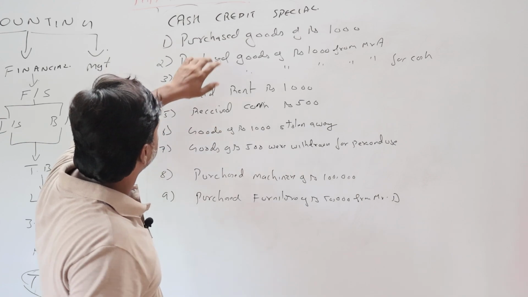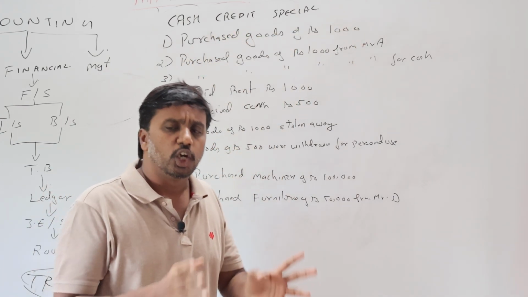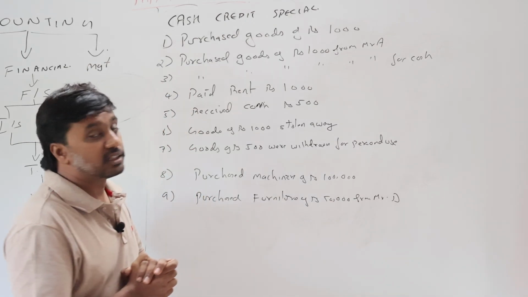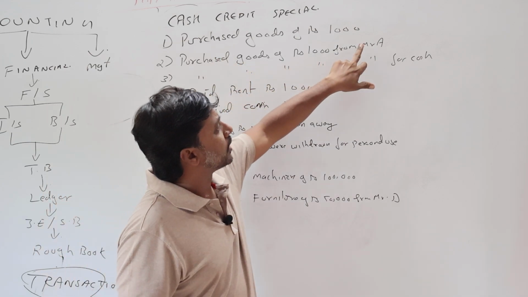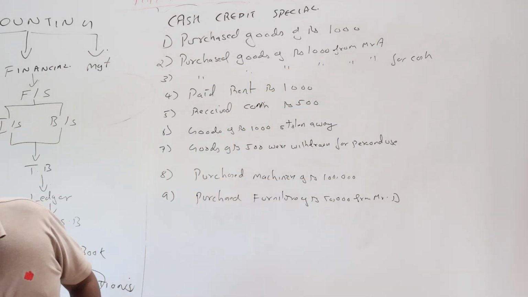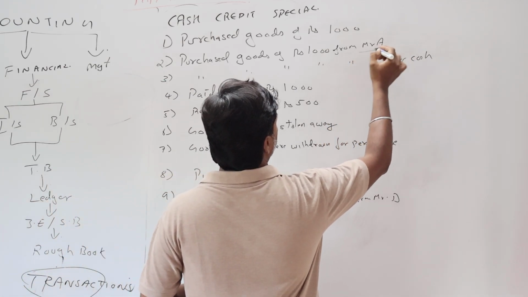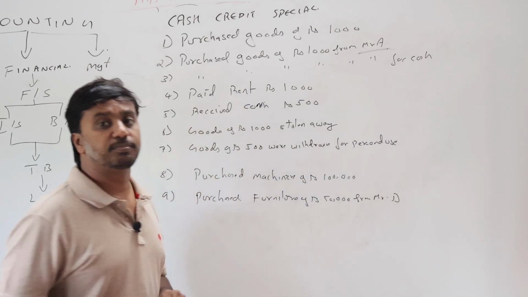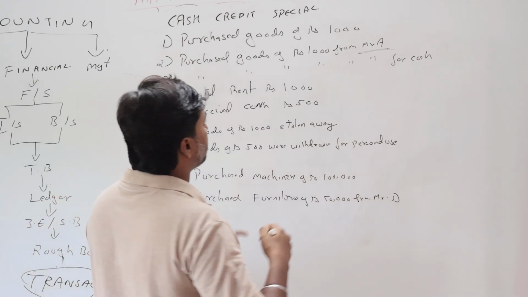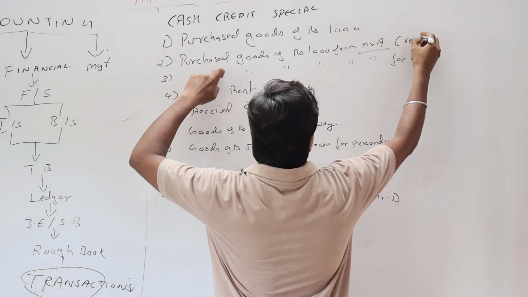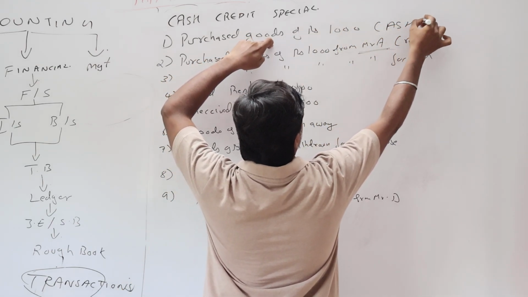First transaction: purchase goods of rupees 1000. In the course of your business, you are buying goods of rupees 1000. Look at the second one: purchase goods of rupees 1000 from Mr. A. Now, as you can see, there is a difference between the first and the second transaction, and that is this thing. What is this? Mr. A, the name of a person. As I told earlier, if a name is mentioned, it is a credit transaction. The first one, no name mentioned, becomes a cash transaction.